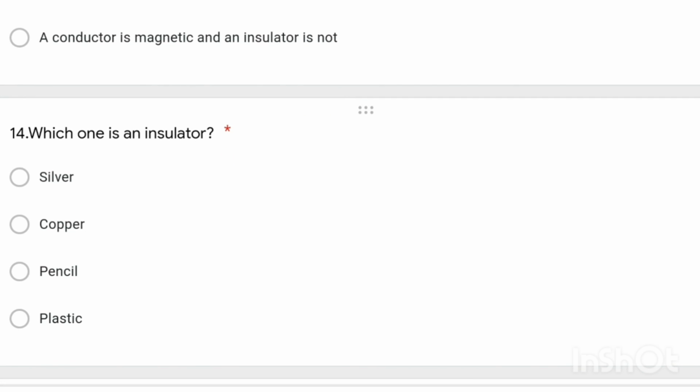Which one is an insulator? Silver, copper, pencil and plastic. So the correct answer will be plastic, because silver and copper are metals and they are conductors. Pencil is a combination of a conductor and an insulator, because a pencil is made from lead and wood, and we know that lead is a very good conductor. So pencil basically comes in the category of conductors.